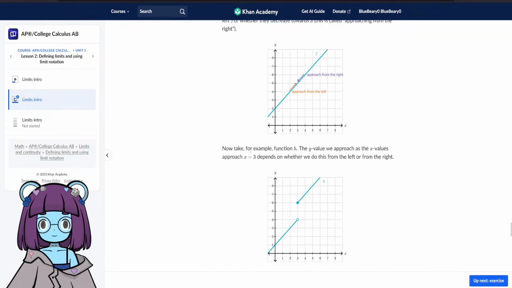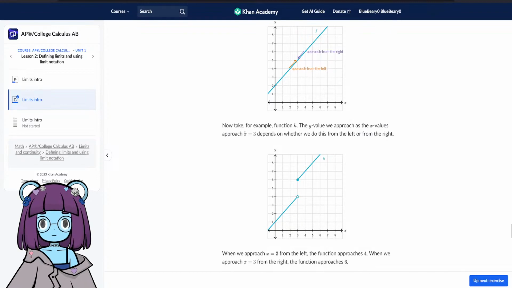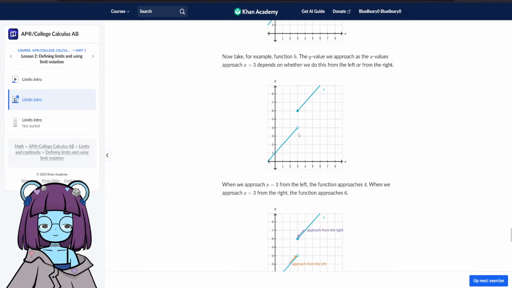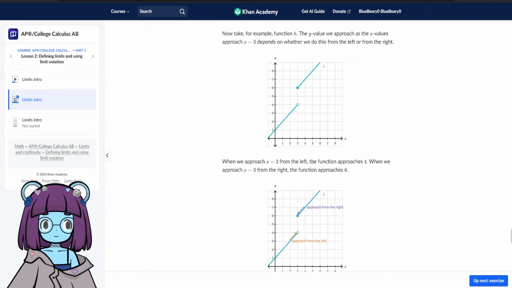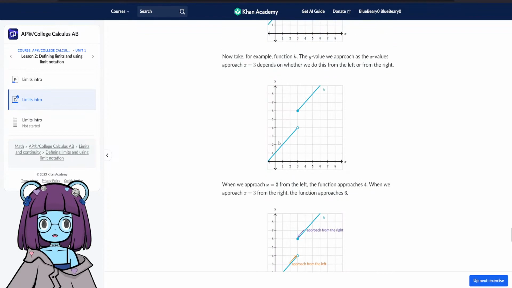Now take, for example, function h. Oh, this is an interesting one. The y value we approach as the x values approach x equals 3 depends on whether we do this from the left or from the right. It does change. So I'm assuming from the left is 4, and from the right it's 6. But technically, x equals 3 would equal 6. But when it's approaching from the left, the limit is equal to 4.